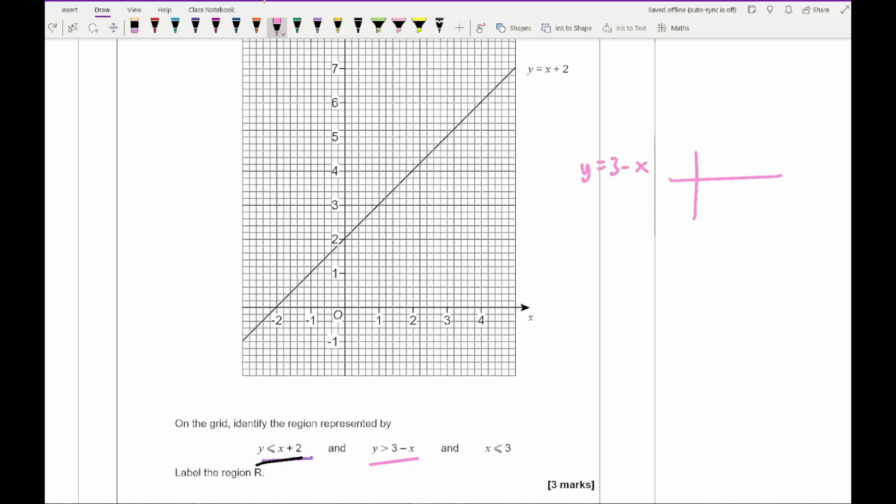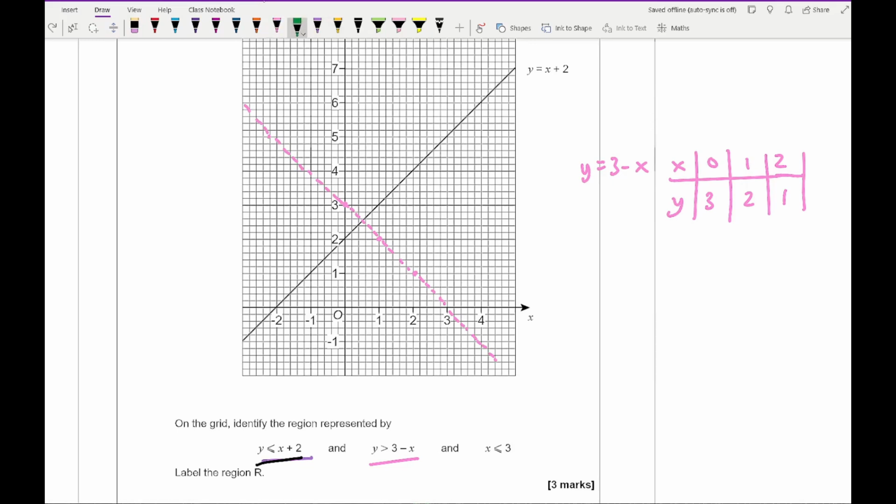So if I draw a table of values, pick 3 smallish numbers, so let's go for 0, 1, 2, substitute it in. So 3 take away 0 is 3, 3 take away 1 is 2, 3 take away 2 is 1. So at 0 it's 3, at 1 it's 2, and at 2 it's 1. And then what I want to do is draw a dotted line or a dashed line between those points there, and again you should be using a ruler, and it should look something like that.